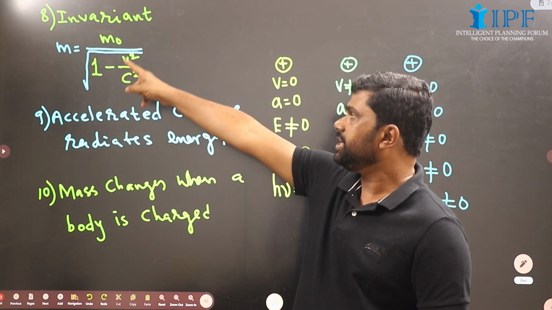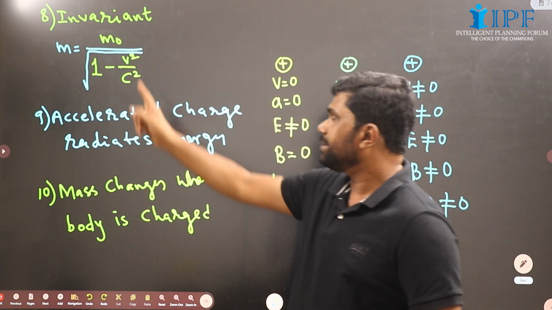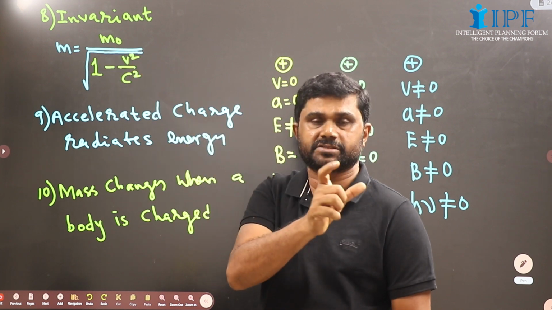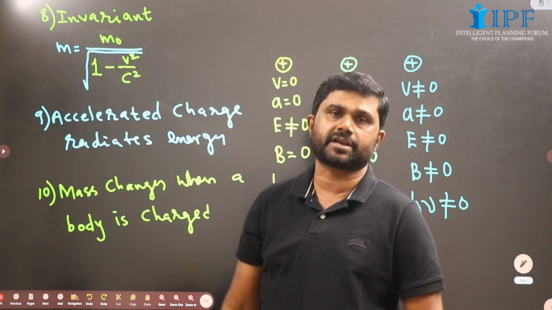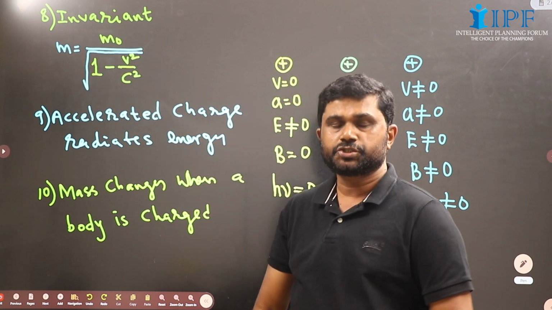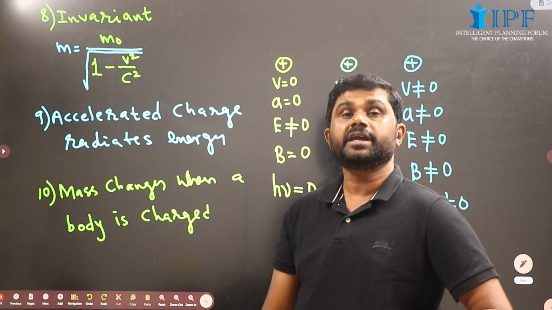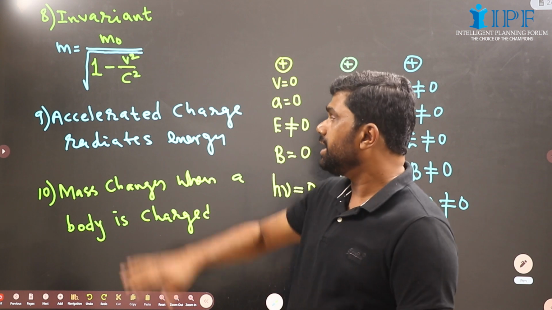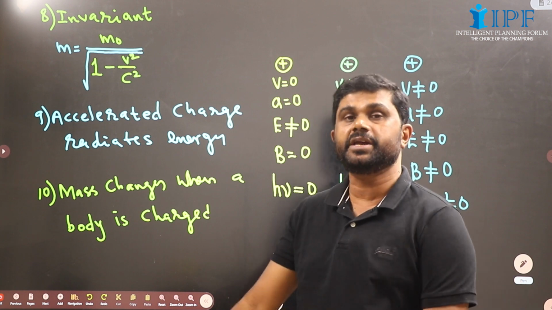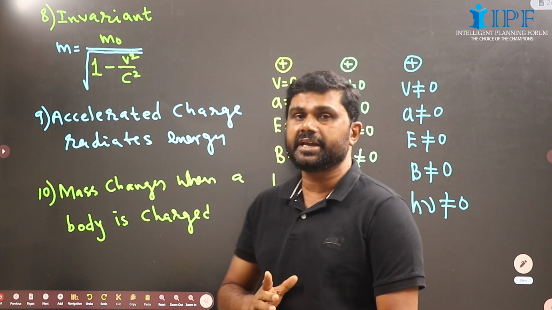See, m equals m0 divided by root of 1 minus v square by c square. This m0 is the mass of a particle when its velocity is 0, or it is called the rest mass, the mass of the particle when it is at rest. And m is the mass when the particle moves with a speed v. So when a particle moves with a speed comparable to the speed of light in vacuum, it appears to be heavier. But unlike mass, the charge on a body is invariant, or independent of the speed with which it is moving.